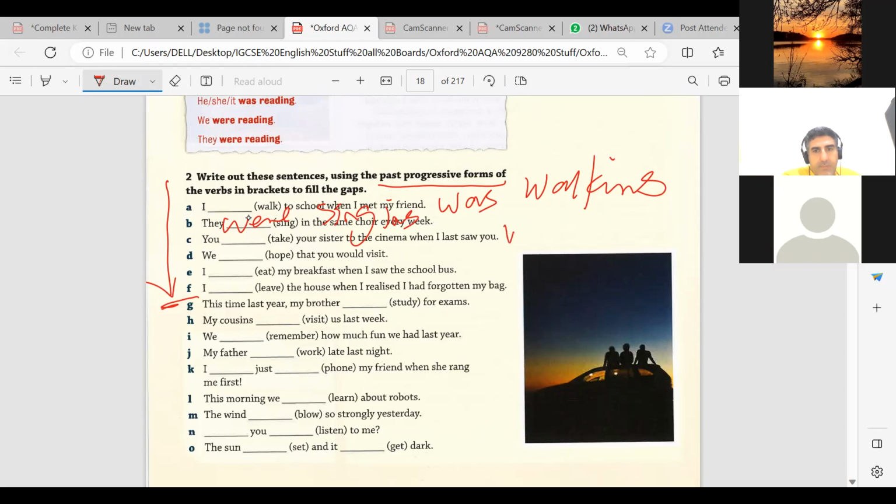You were taking. Drop E or not, Akram? Drop it. Yes, sure. Type D, we that would visit. Hope. Hoping. Yes.